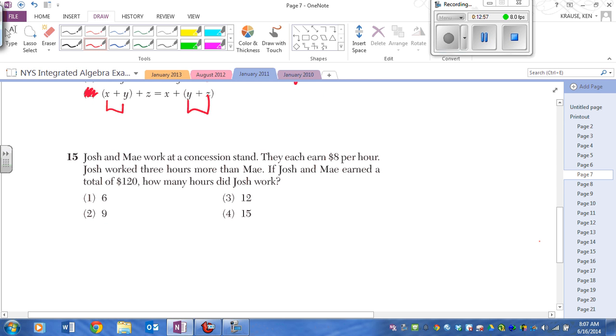Josh and May worked at a concession stand. They each earned $8 per hour. Josh worked 3 hours more than May. Josh and May earned a total of $120. How many hours did Josh work? Well, let's see how this works. It says Josh works 3 hours more than May. I'll do it this way. Let's figure out how many hours May worked: 3 here, 6 here, 9 here, and 12 here, because Josh works 3 more hours than her, so she works 3 hours less than him.